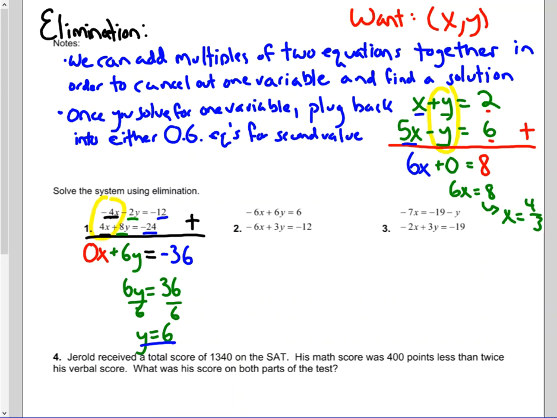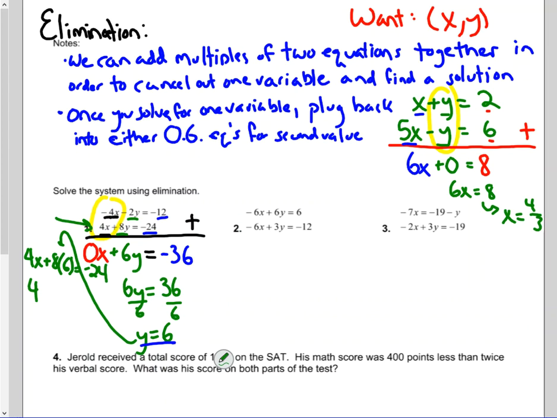So going back to number 1, we've got our y is equal to 6. I'm going to do this work off to the left so I have space. We can choose either of these equations to plug y back into. I'm going to choose the second one just because it has less negative numbers, because I don't like to work with negative numbers. So when you plug that back in, we get 4x plus 8 times 6 equals negative 24.